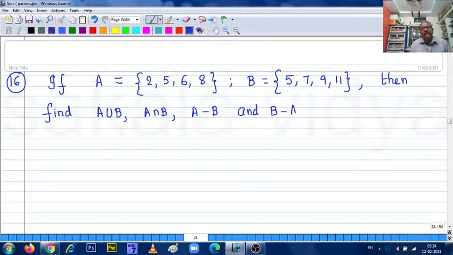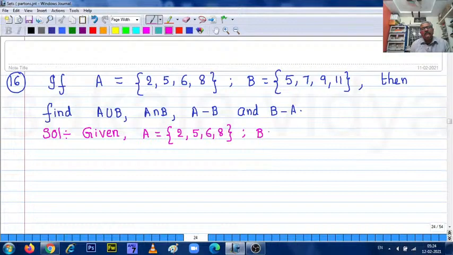See, this is a very important question. Everybody should be able to find A union B, A intersection B, A minus B, B minus A. Suppose you are even able to find A minus B union B minus A also. So how could you find it? Here see the solution. Given A equals 2, 5, 6, 8 and B equals 5, 7, 9, 11.